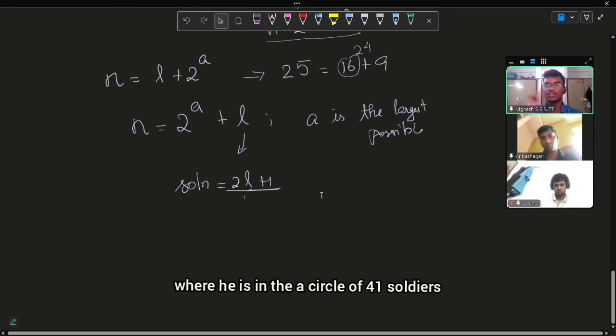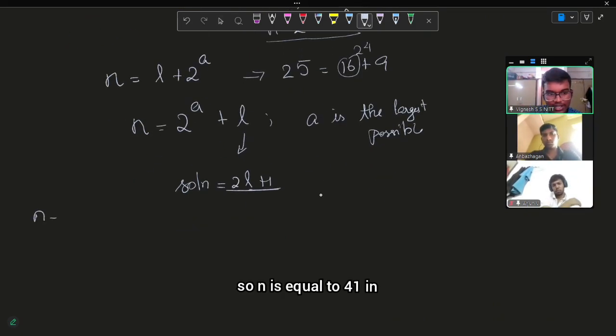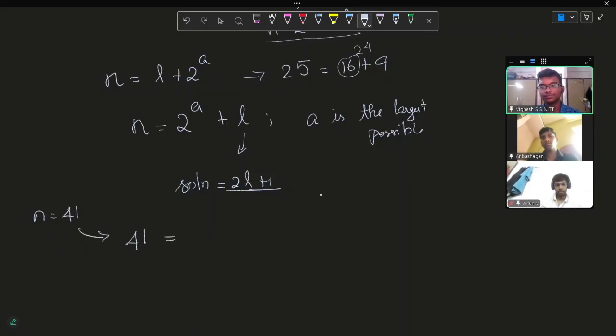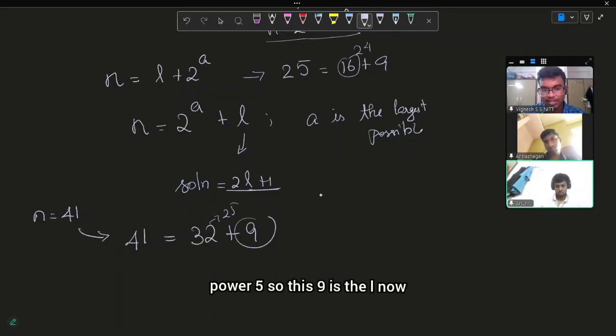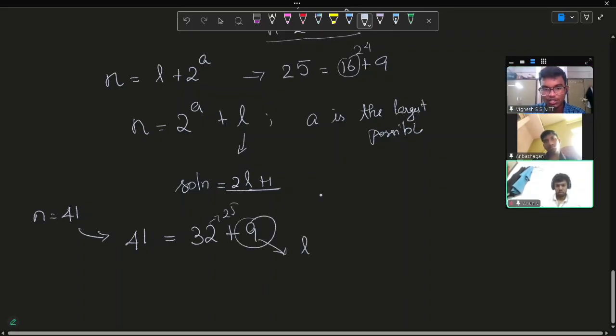So let's go to the case of Josephus, where he is in the circle of 41 soldiers. So n is equal to 41. In that case, how can we write this n? The nearest 2 power is 2 power 5, which is 32. So 32 plus 9, 2 power 5. So this 9 is the l now. So our answer is 2 into 9 plus 1, which is 19.